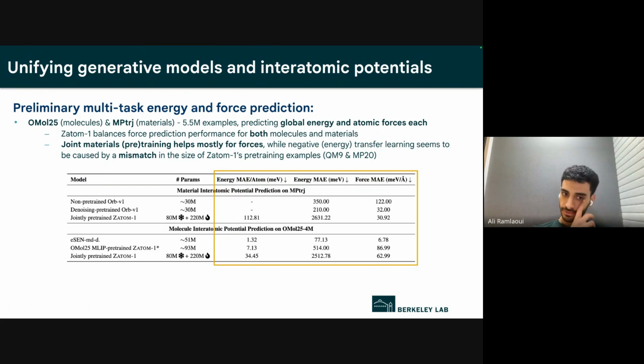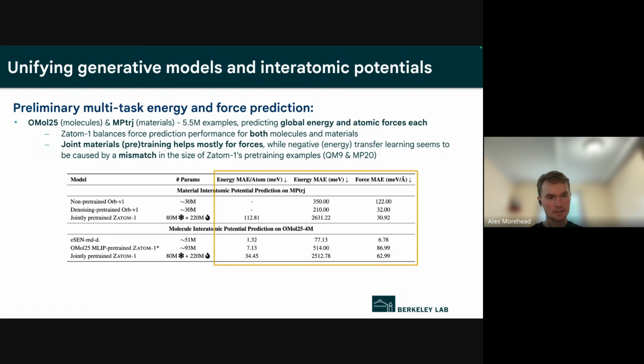And have you tried, so you talked about unfreezing the backbone. Have you tried doing that and seeing if that gives better performance or worse? Or is it necessary to keep it frozen to keep the pre-training representations?